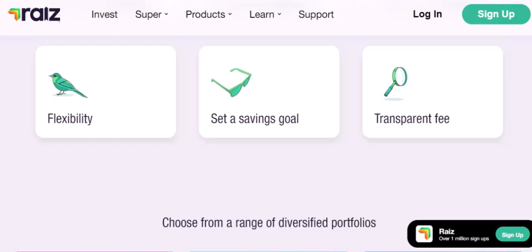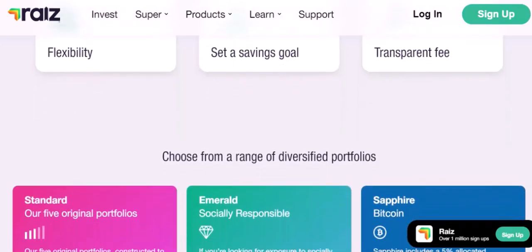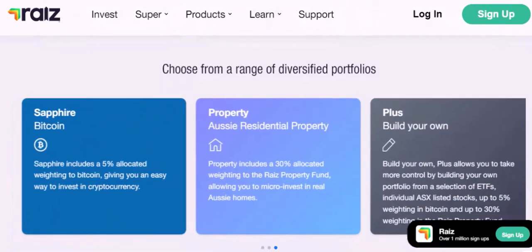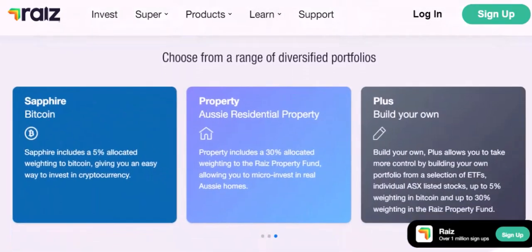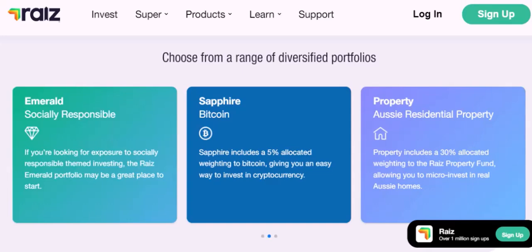Now, you might be wondering, how do I know if my dividends are being reinvested? Raiz provides detailed transaction history within the app. You can review your past transactions to see when dividends were received and how they were used to purchase additional units. It's also worth noting that the frequency of dividend payments depends on the specific ETFs in your portfolio.